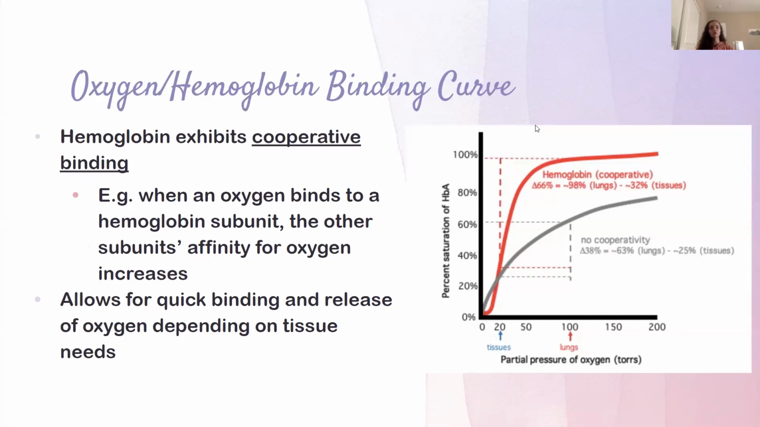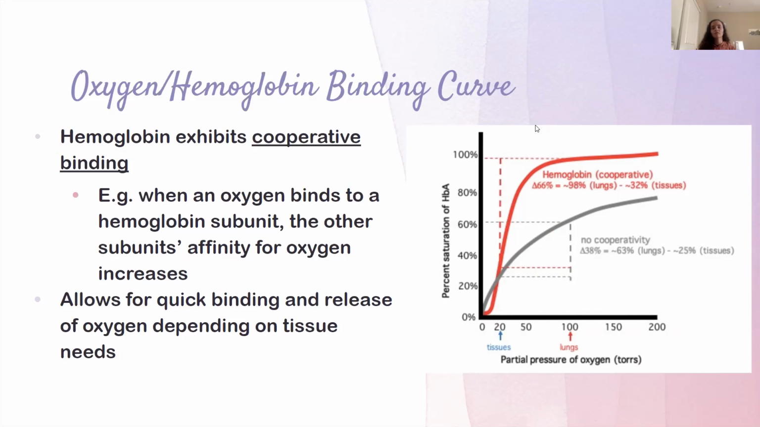Okay, so hemoglobin exhibits cooperative binding. What that means is when an oxygen binds to one subunit of hemoglobin, that triggers other subunits' affinity for oxygen to increase. Think about, say, you're exercising, running on the treadmill, and your body needs more oxygen, you need to tap into your oxygen carrying capacity to be able to exercise your muscles.